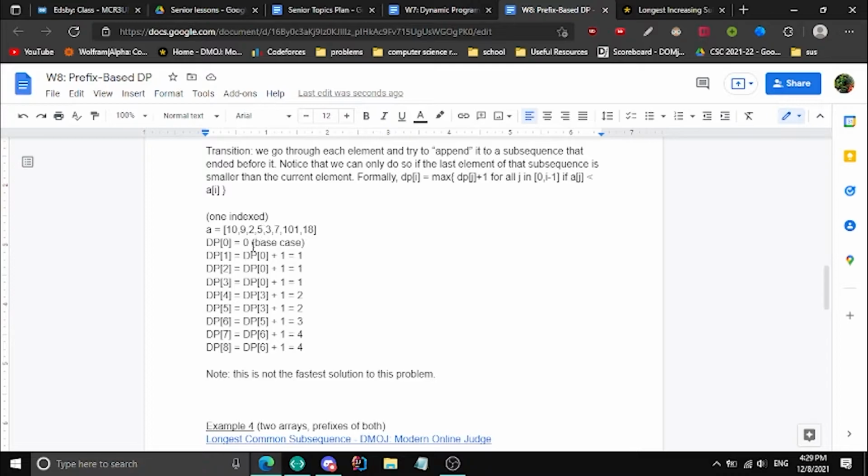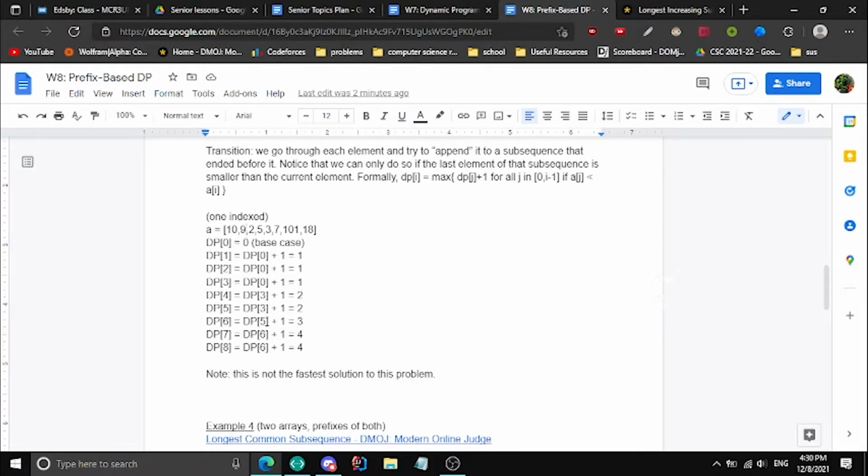Now when we reach 5, which is dp at 4, and we look back at the numbers before 5, I see a 2. Whatever subsequence ended at 2, I can put a 5 after that subsequence, and that would be a valid increasing subsequence. So dp at 4, the position of 5, is equal to dp at 3 plus 1. The reason we add 1 is because if we add an element onto an existing subsequence, we extend the length of that subsequence by 1. So dp at 4 is equal to 2.